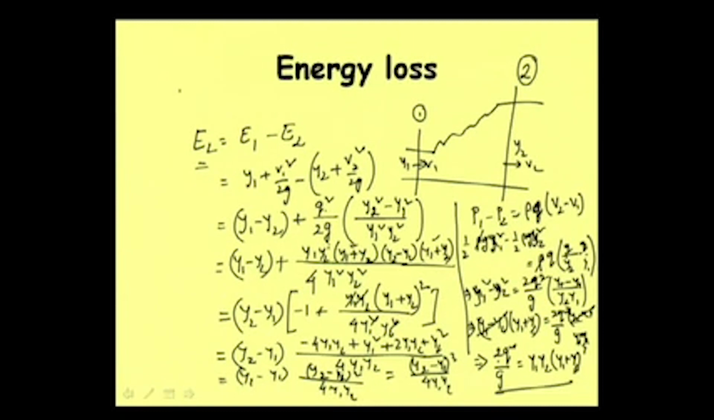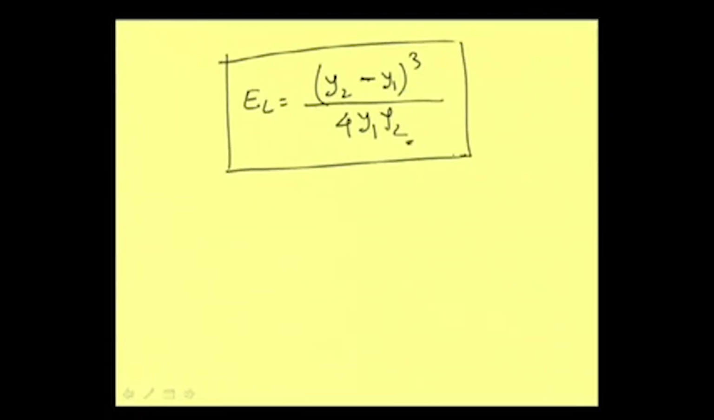Let me write down here now that energy loss, or if we have space on the next place, let me see, we can write energy loss EL is equal to y2 minus y1 whole cube divided by 4 y1 y2, where y1 is the depth before the jump and y2 is the depth after the jump, or these are the sequent depths of the hydraulic jump. So, this is one of the important expressions for finding energy loss.